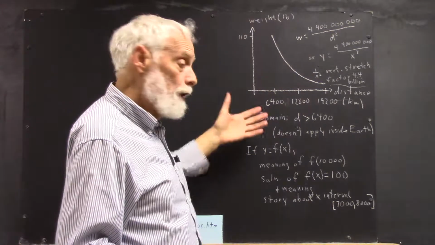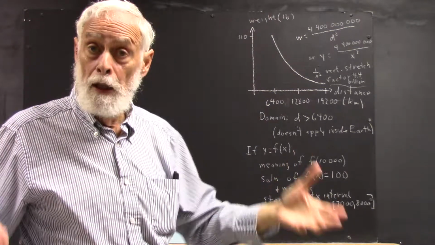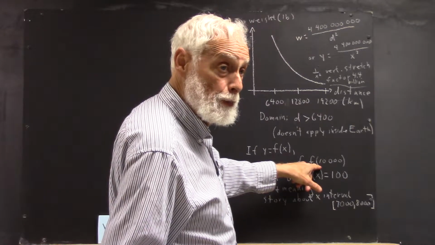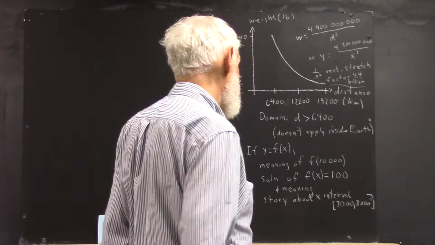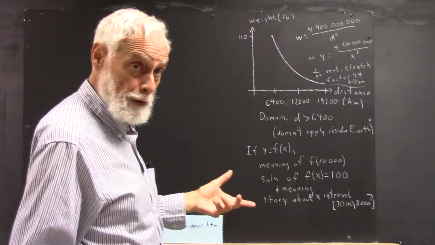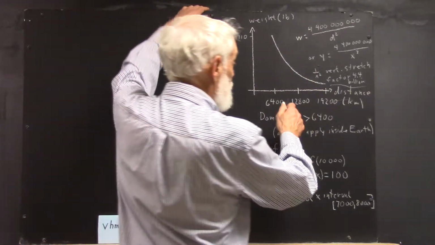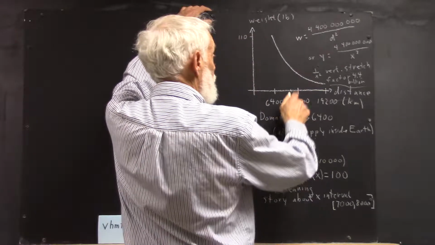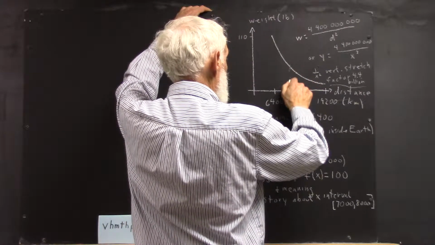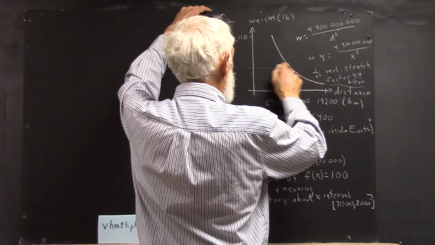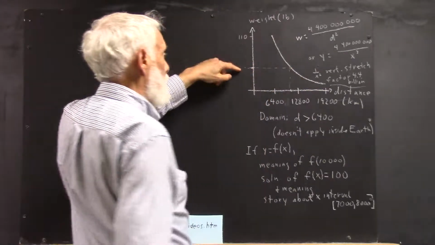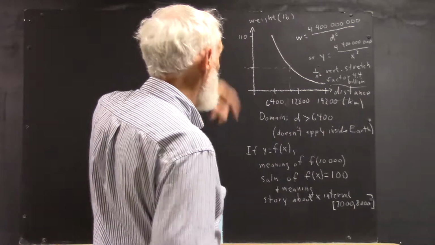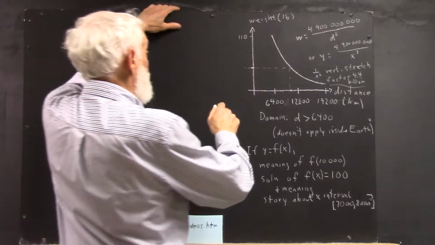So let's just talk about interpretation and what we mean by interpreting. Meaning of f of 10,000. What's the meaning of f of 10,000? We can see what f of 10,000 is. How do we do that? Well, on the graph, here's 10,000. Between 6,400 and 12,800, a little closer to 12,800, and over here we get the weight. Now, according to this graph, that's about 40% of the 110 pounds.